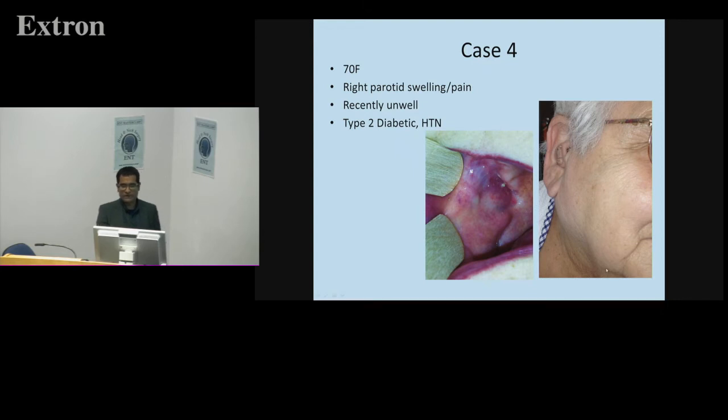Yeah? So when I examined her mouth, this is where the parotid duct opens. She's got no teeth, obviously, but it's opposite, lateral to the second molar. So you can see a little bit of pus. When you massage the gland, you can express a little bit of pus, which is visible there. Yeah? So 70-year-old, elderly, unwell recently, presents with pain and swelling.